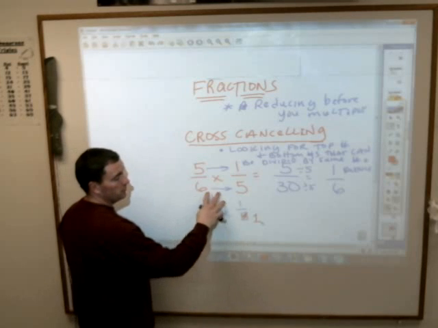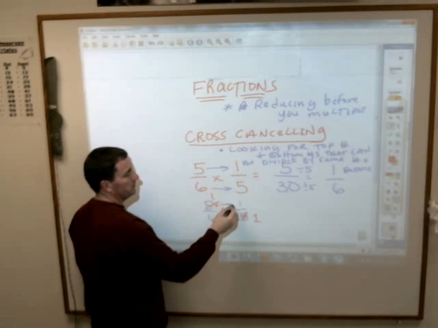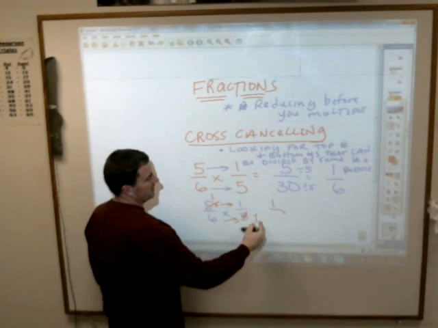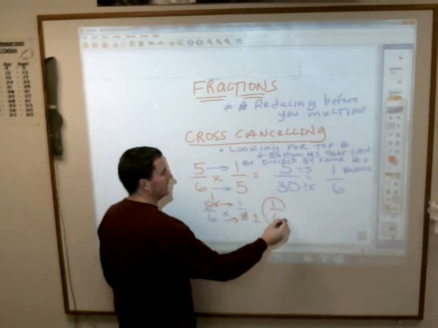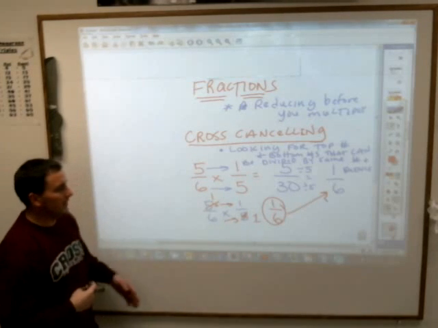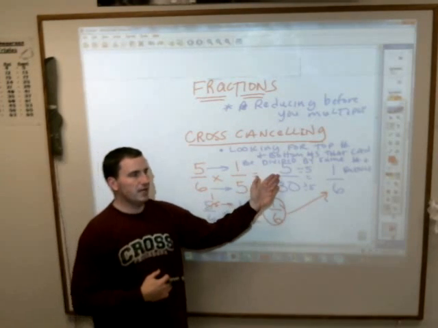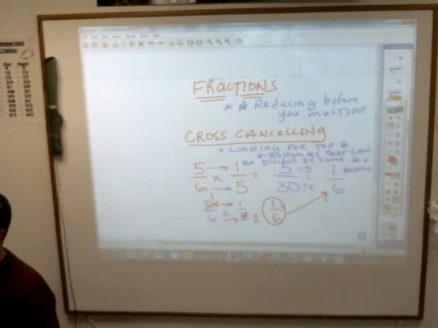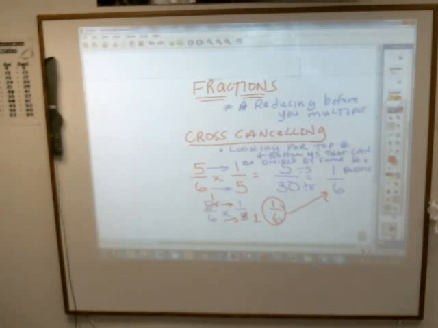Once you do that, and you can't cross-cancel anymore, then you multiply across like it is, and you get 1 times 1 is 1, and 6 times 1 is 6. And if you cross-cancel all that you can right away, you won't have to reduce the fraction that you get when you multiply it over there. We'll do a lot of examples because I know most of you are going, well, I don't understand it. Take a look at this one.